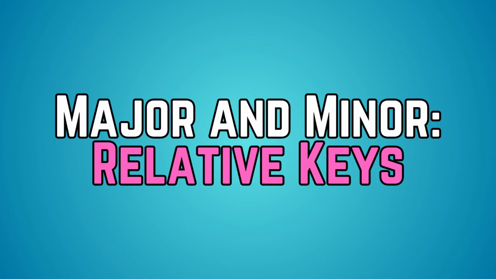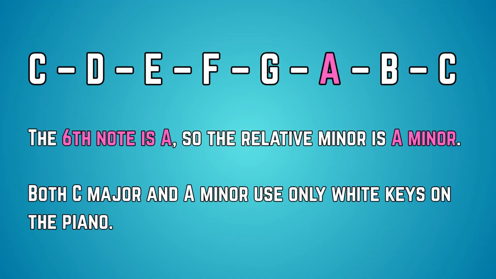However, they begin and end on different tonics. Let's look at C major. The notes of the C major scale are C, D, E, F, G, A, B, C. The sixth note of the C major scale is A. That means that A minor is the relative minor of C major.